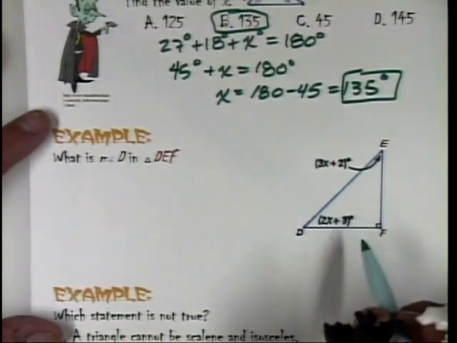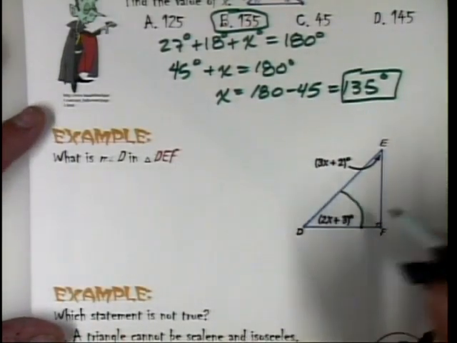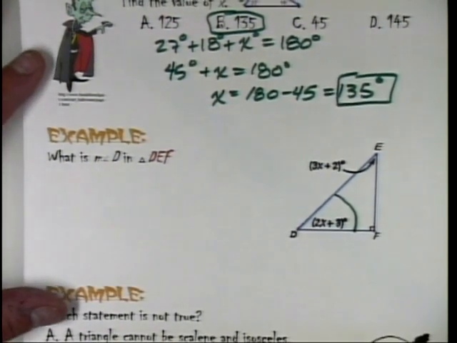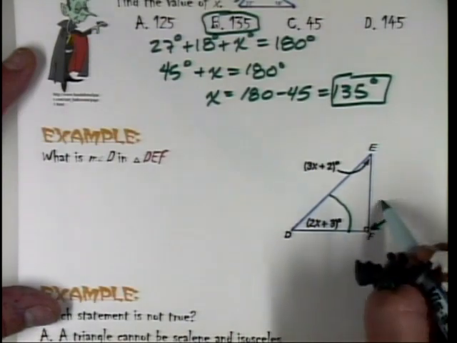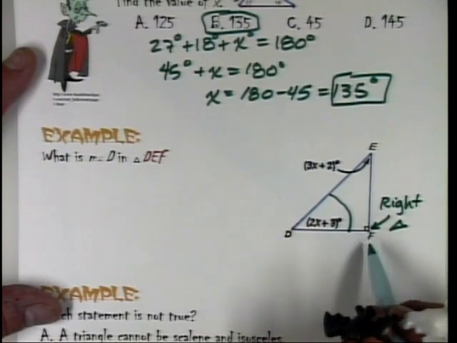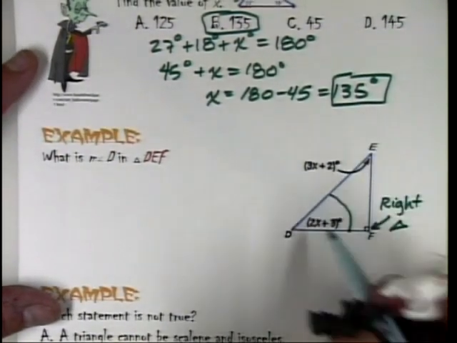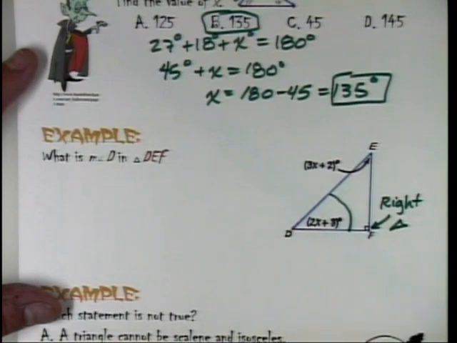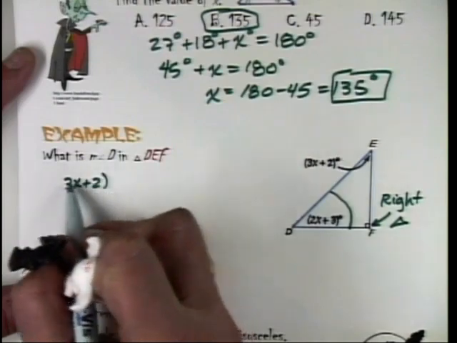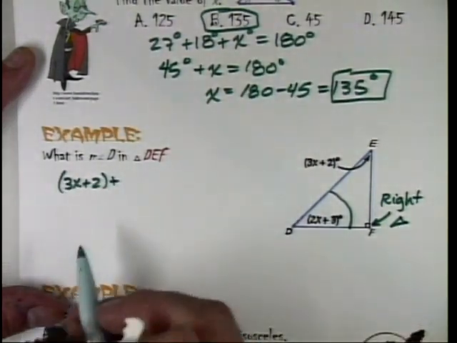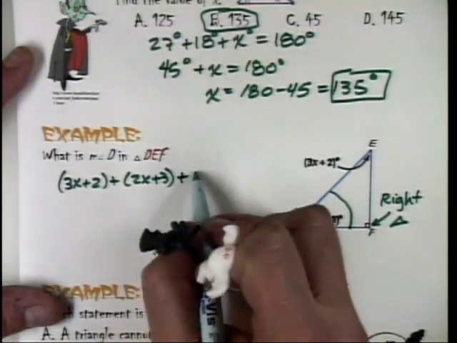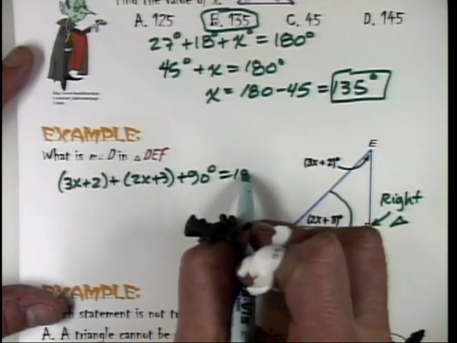Example. What is the measure of angle D, that's this right here, in triangle DEF? Well, man, that's a simple instruction. Let's look at the triangle. Notice that little mark right there. That means that it's a right triangle, which means that that angle is 90 degrees. So the sum of all the angle measures has to equal 180. So I know the measure of angle E, which is 3x plus 2, plus the measure of angle D has to be 2x plus 3. And I know if I add it to that 90 degrees there, then that's going to equal 180.